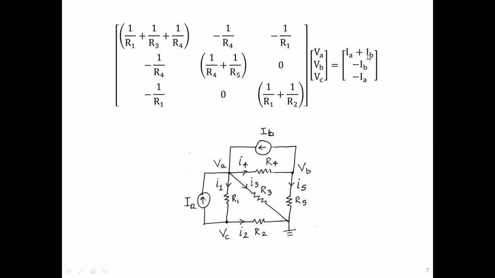The current on the right hand side again has the same property: for VA, these are the currents connected to the node VA. Because we took them to the right hand side, currents entering the node VA will be positive. At VB, IB is connected, it is leaving, so on the right hand side it is negative. At VC, IA is connected and it is leaving, so this is negative.